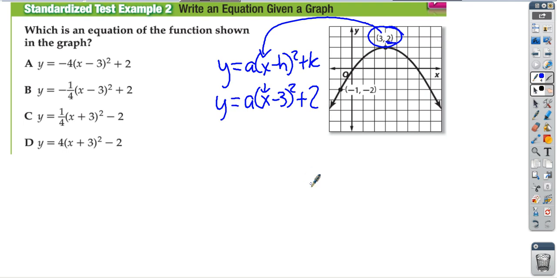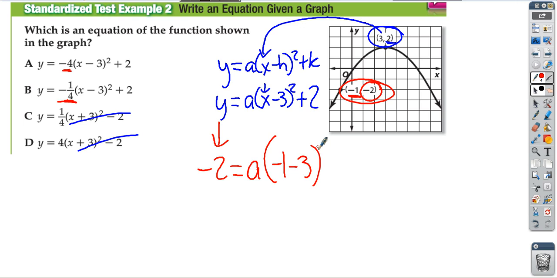So let's see which ones we can get rid of. Those are -2 plus 3, so those are the opposite of what they should be. So we're down to A and B. How do we decide? We decide using this other information they give us right here. So we don't know if it's supposed to be A equal to -1/4 or A equal to -4. So let's just plug in this point. That's my y value. Y is -2. A we still don't know, but we do know that x is -1, so I'm going to plug in -1 right there. And let's just solve this for A now. So we get -2 equals -1 minus 3 is -4, and -4 squared is 16.